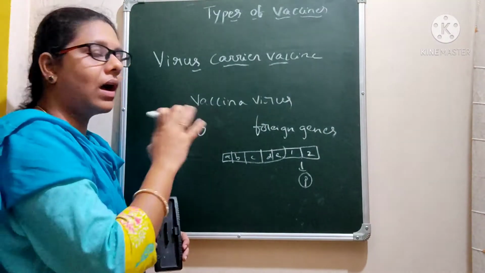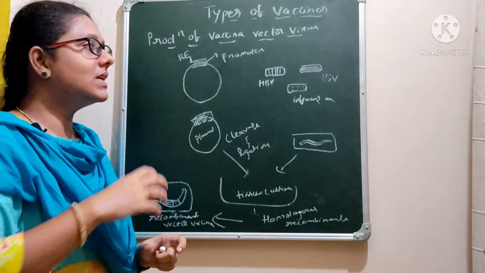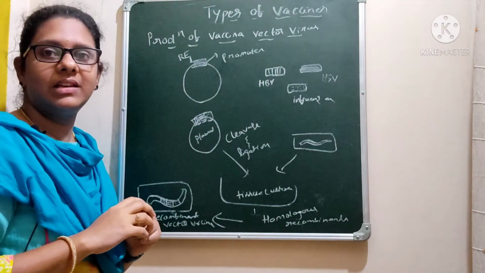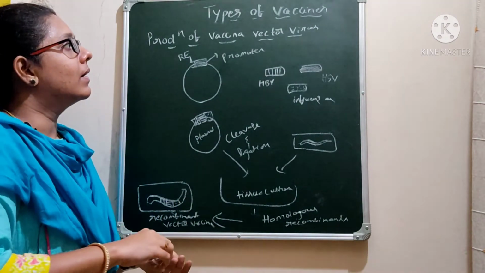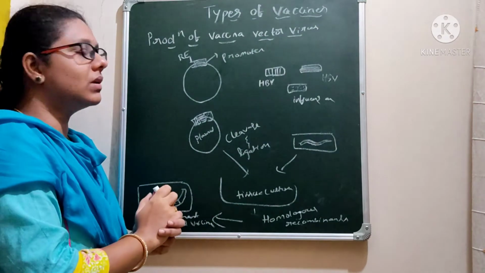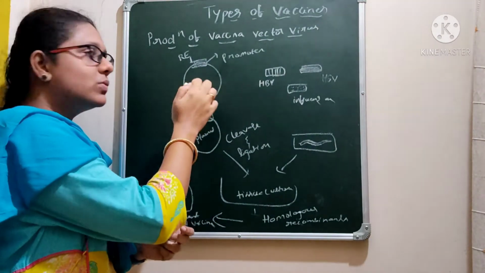Let's see in detail how this vaccine is prepared. Let's see how to produce a Vaccinia vector vaccine. If you look at the picture, the first step is we need to choose a plasmid.